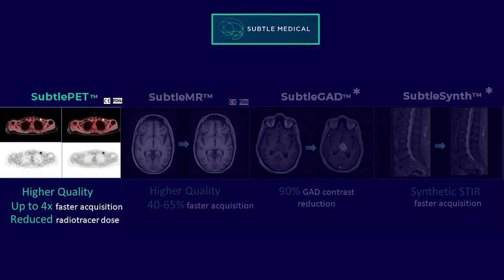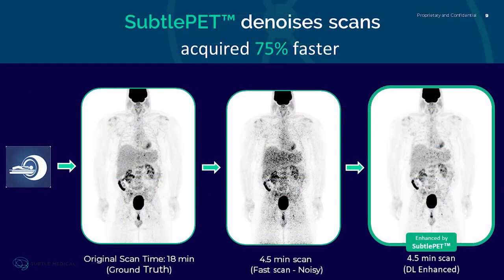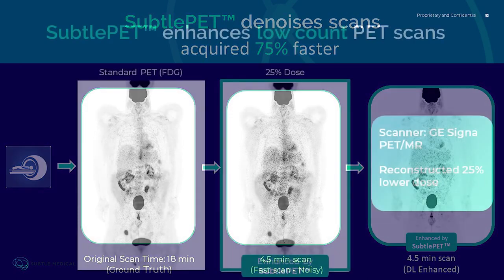So Subtle PET denoises scans that are acquired 75% faster. Here's the original scan that took 18 minutes. If you alter your protocol and go faster, you can get that down to 4.5 minutes, but the images are quite noisy. You can then enhance that fast, noisy image with Subtle PET. That deep learning really provides a big boost in the signal-to-noise ratio.